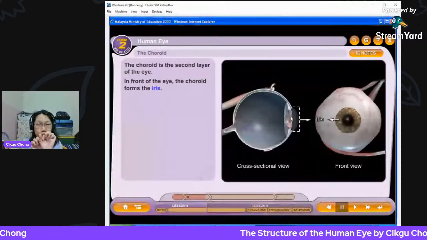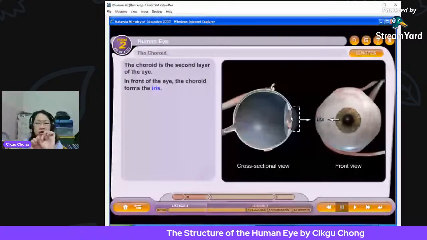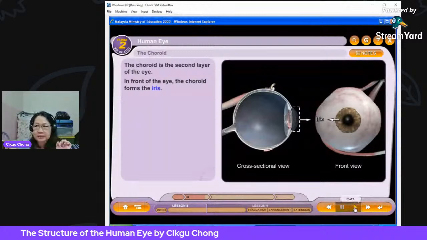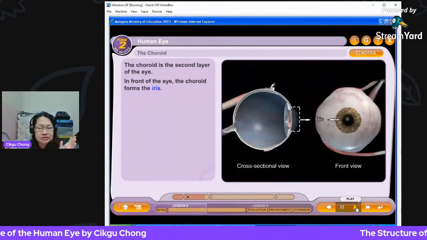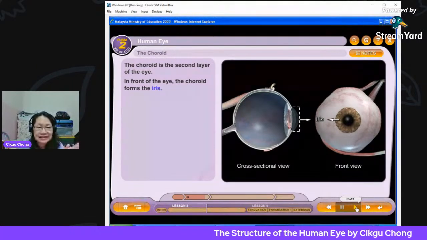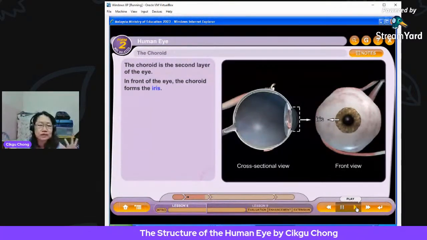So what controls it is called the iris, and it's colored differently in different people. For Asians, it's always dark brown. Unfortunately, we don't have blue eyes or green eyes. We always have dark brown, the Asian people.